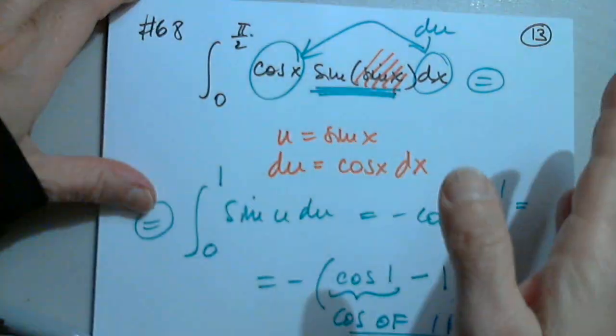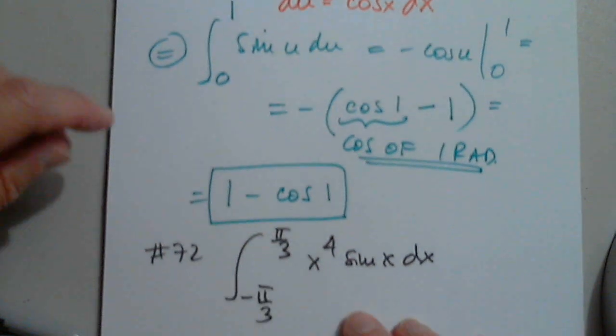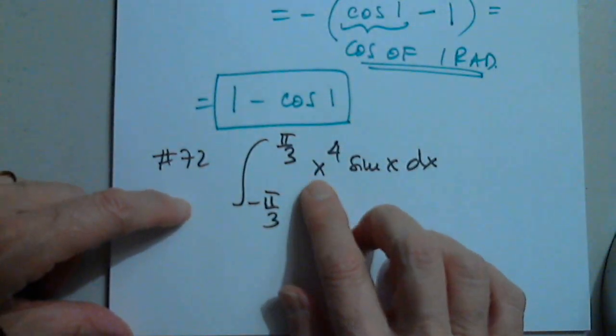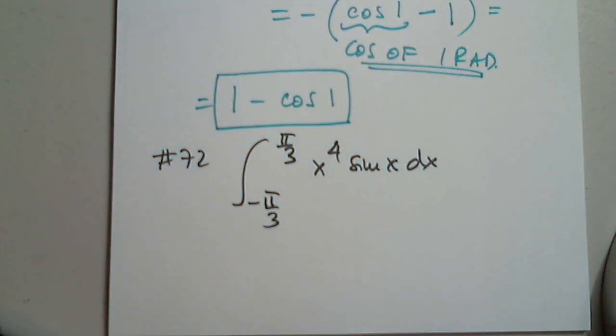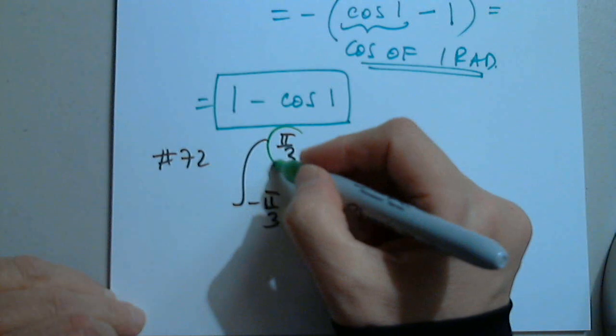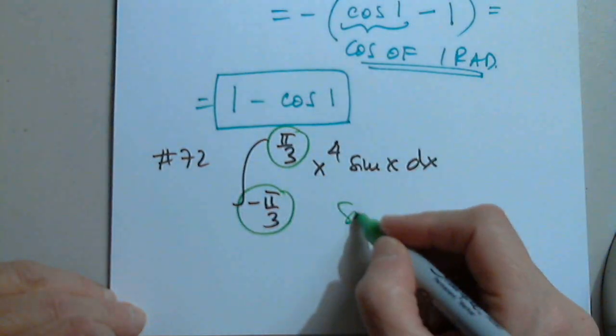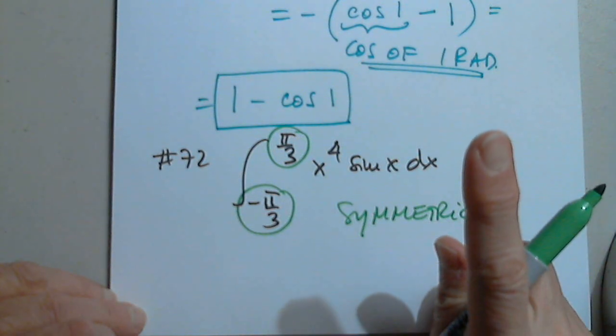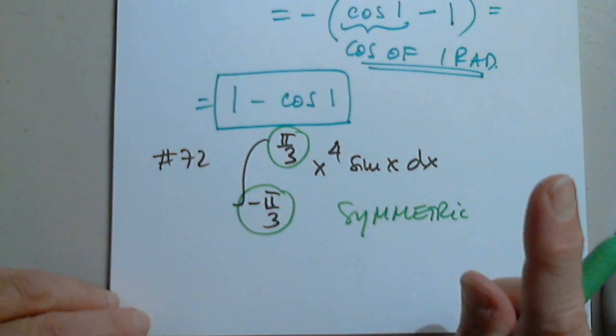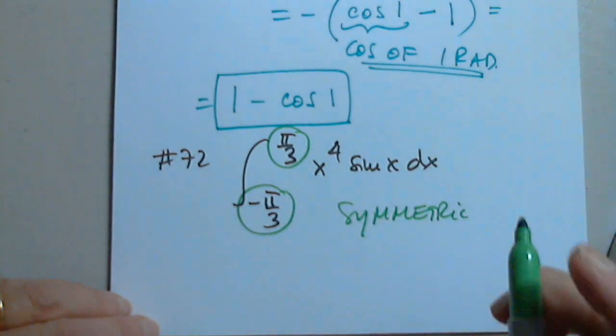Cosine and sine are defined everywhere. There is no problem. Here, x to the fourth and sine are defined everywhere. There is no problem. And Amanda already gave us our hint. Every time the interval is symmetric, we just double it, right? No, we go from 0 to pi over 3 and double that.